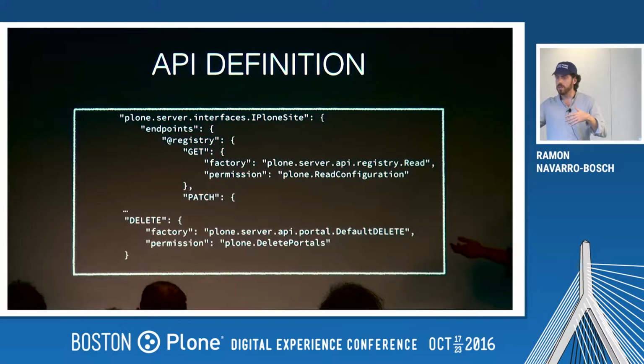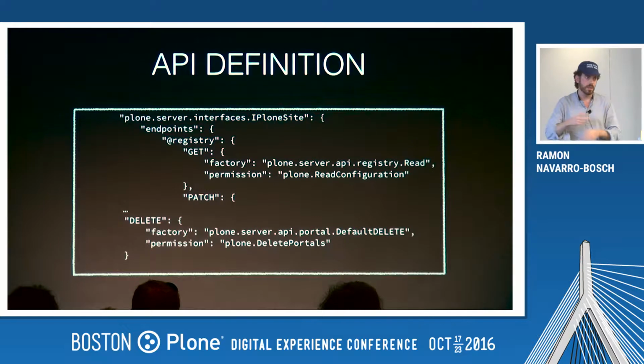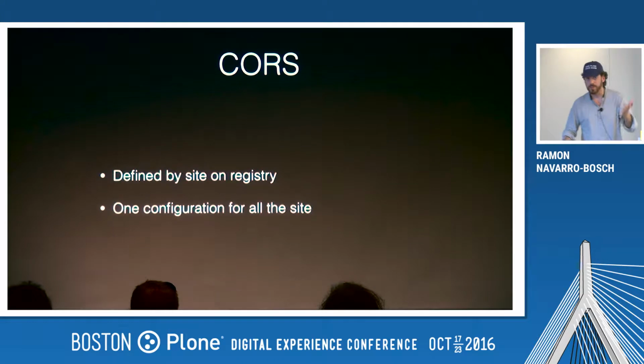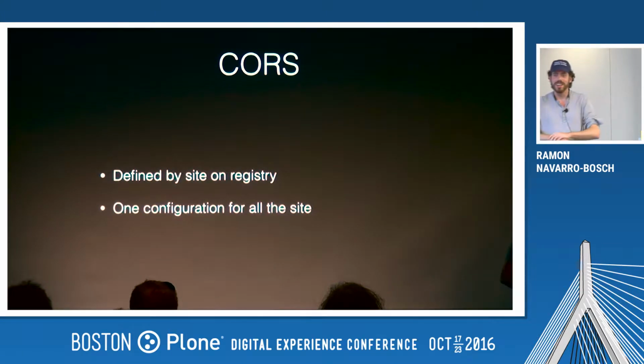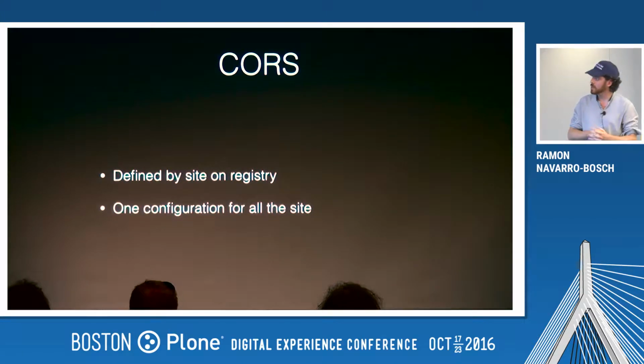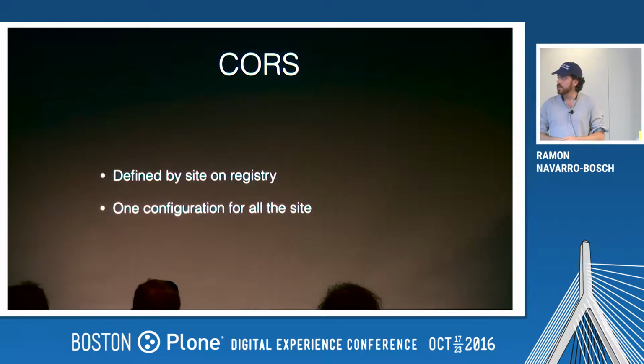And you can extend it in your own package. You can override it. There are browser layers to do that. There are a lot of other options that you can use. CORS. Of course, we are an API, and one of the most painful things on an API is CORS. We made it all CORS enabled. It's defined per site. Each site has its own CORS configuration. It's stored in the registry, and you can override it just by using the API to modify the Plone registry.